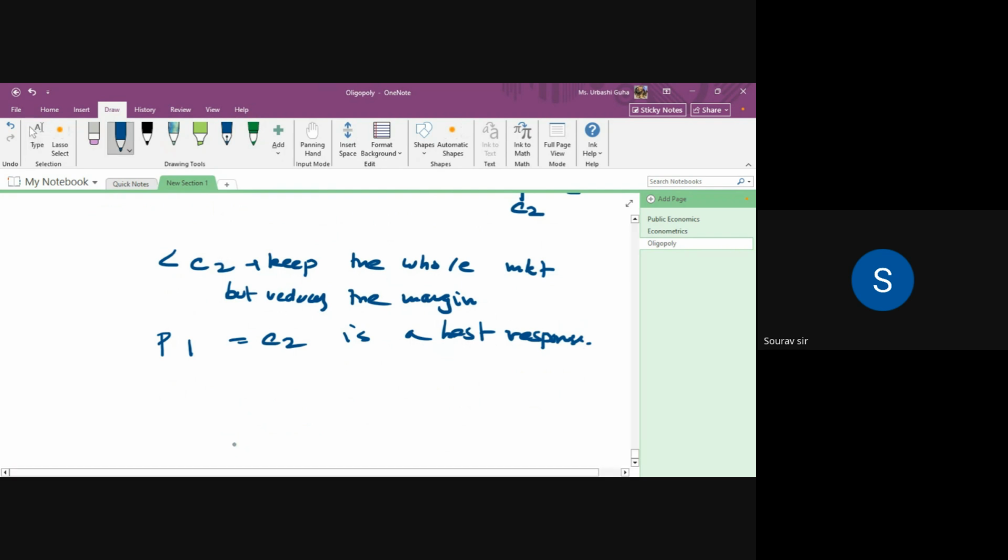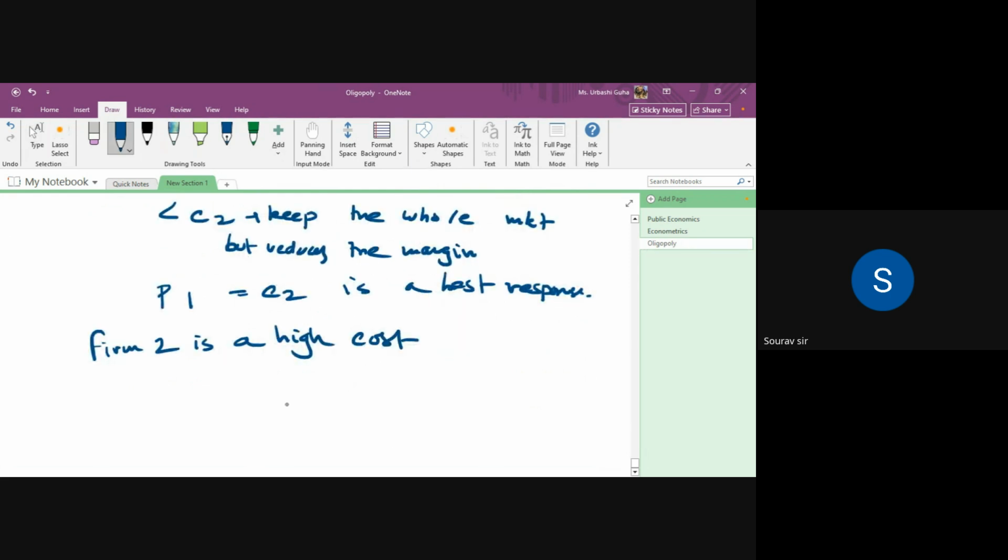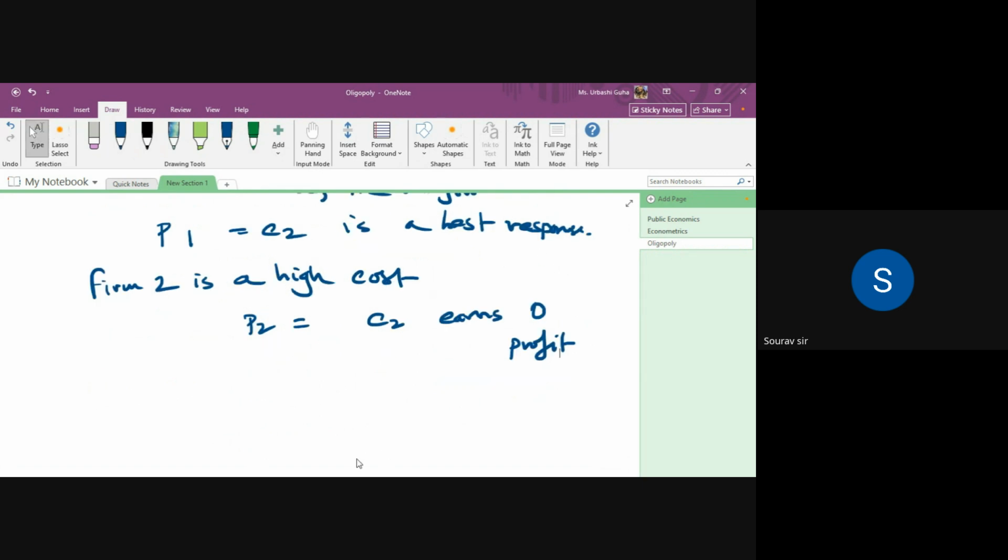Okay. And firm 2 is what? Firm 1 I told you, firm 2 is a high cost. Okay. Firm 2 is a high cost. So here at P2 equal to C2, it earns zero profit. Okay. So if it sells anything below that, it is deviating down to less than C2. That means what? It makes negative margin.